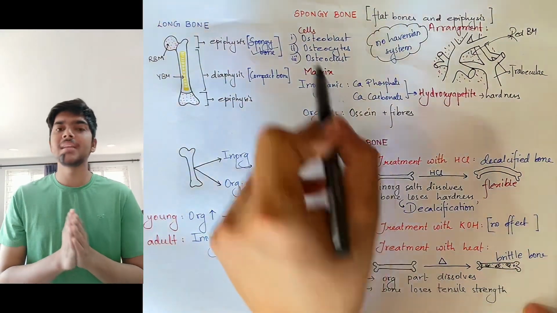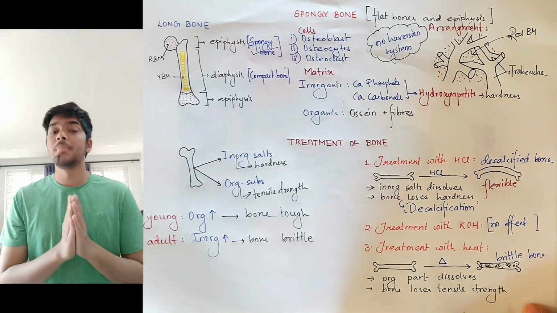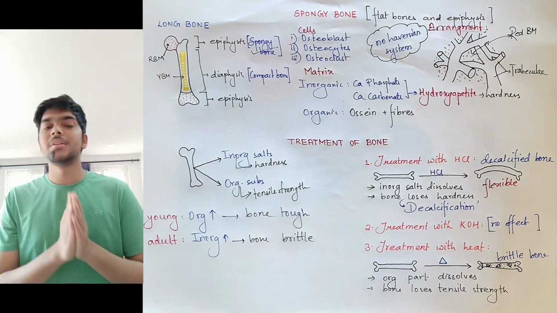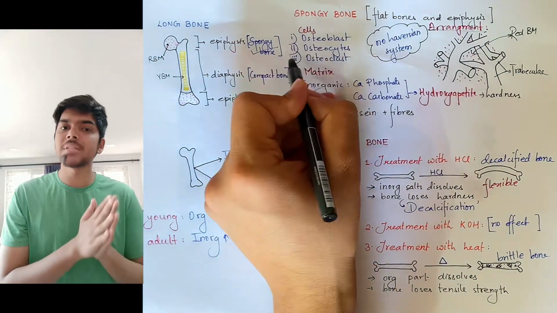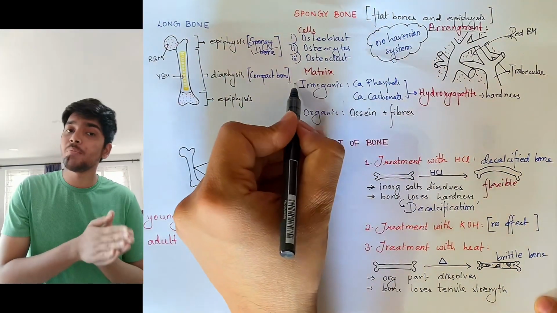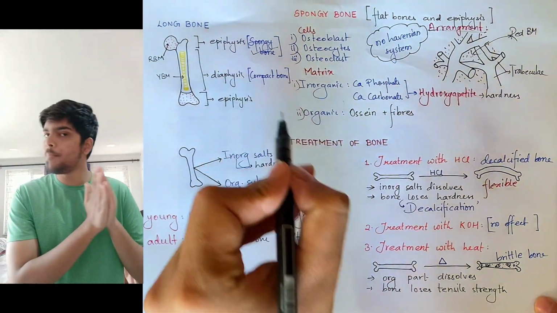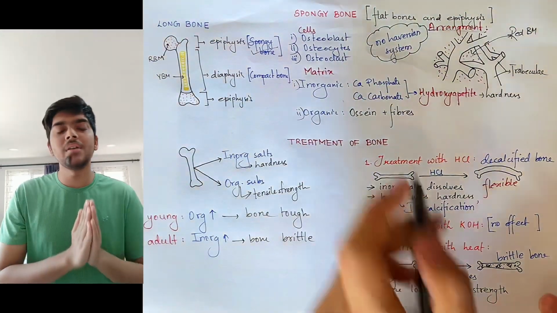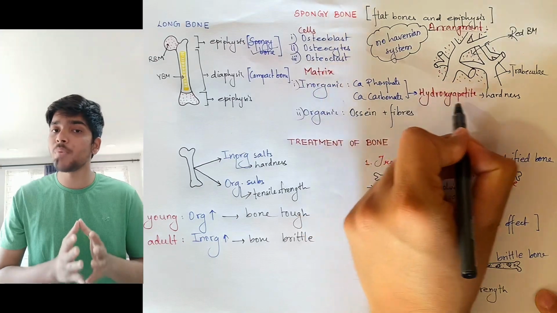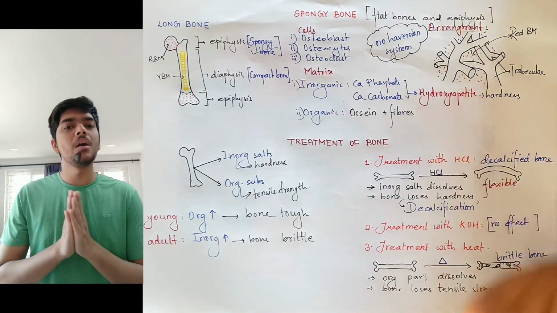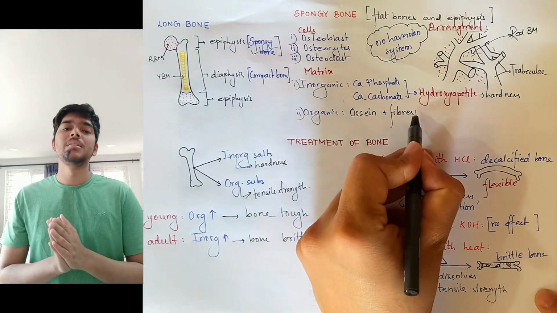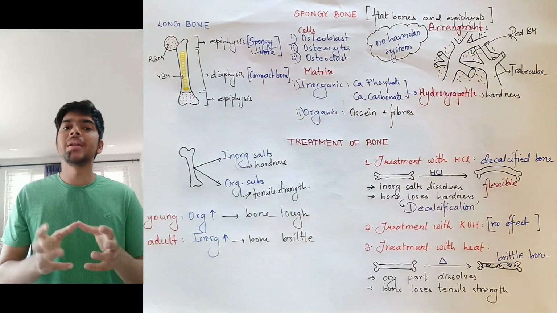Spongy bone contains cells and matrix same as compact bone, but the arrangement of these cells and matrix is different. The cells present are osteoblasts, osteocytes and osteoclasts, and the matrix present contains two portions, inorganic portion and organic portion, same as compact bone, where the inorganic portion contains calcium phosphate and calcium carbonate, which together form hydroxyapatite that provides hardness to your bone, while the organic portion contains matrix protein osein and the fibers present in the bone. But the arrangement is different.